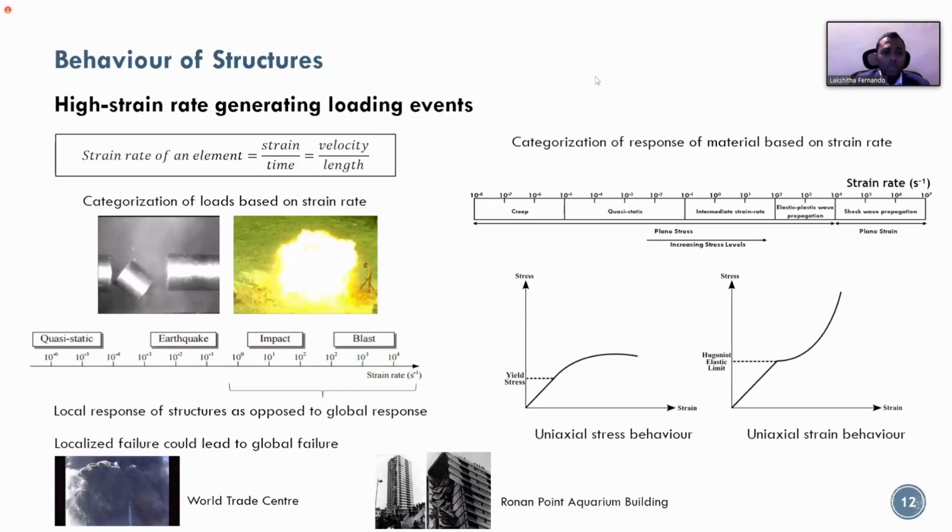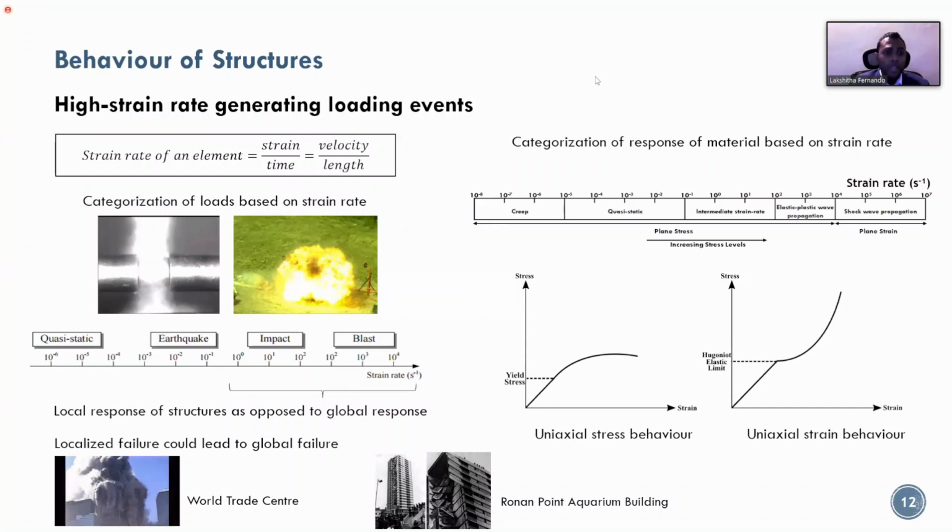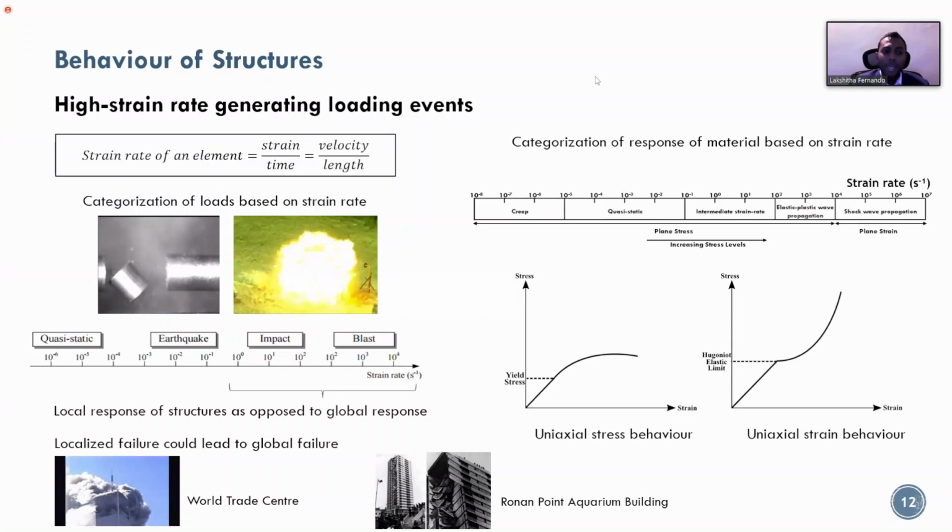There are two ways of looking at the effect of the blast. I've categorized it either based on the strain rate, on the left-hand side, or based on the response of the material. Let me explain what I mean by those two. The strain rate, which is not something we generally use in our static loads, is to do with the strain divided by time. It has the units of 1/seconds, or 1/time.